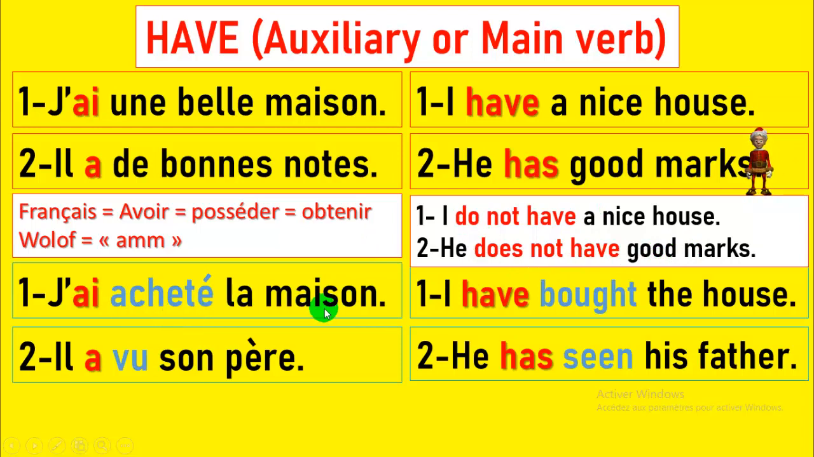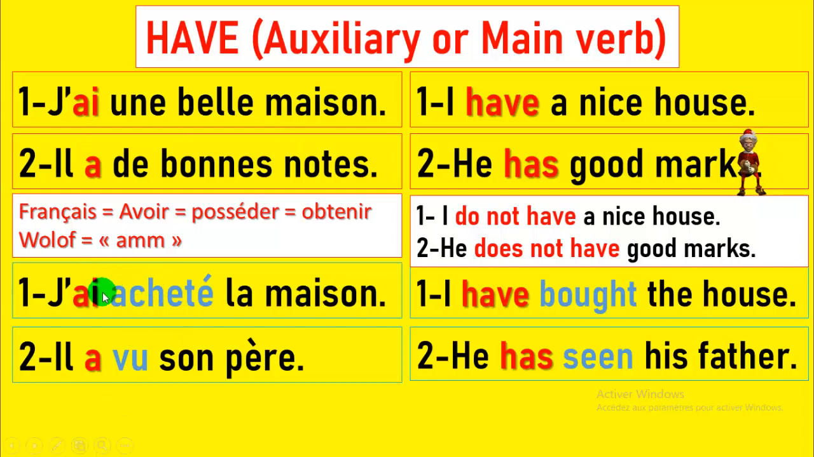Now, j'ai acheté la maison. Il a vu son père. I have bought the house. He has seen his father. In blue you have a past participle, a verb. The auxiliary role is to help another verb. That's why it is called a helping verb.